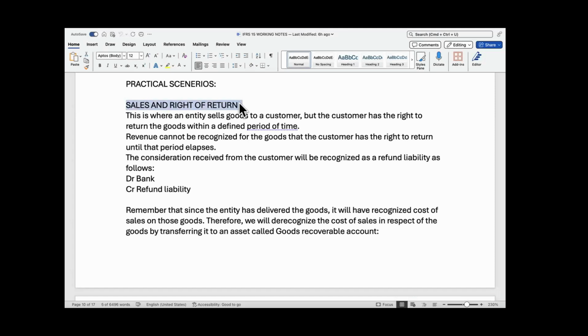Here, we are saying that when you sell to a customer and the customer can return the goods, you have agreed that you can return these goods within a defined period. It won't be open. It will be like, okay, within 3 months, within 4 months, you can return. So that portion of goods that can be returned, you cannot recognize it as revenue. You would recognize it as a refund liability. So that was why I gave you this double entry that you would debit bank and you will credit refund liability. So you're not going to credit revenue.